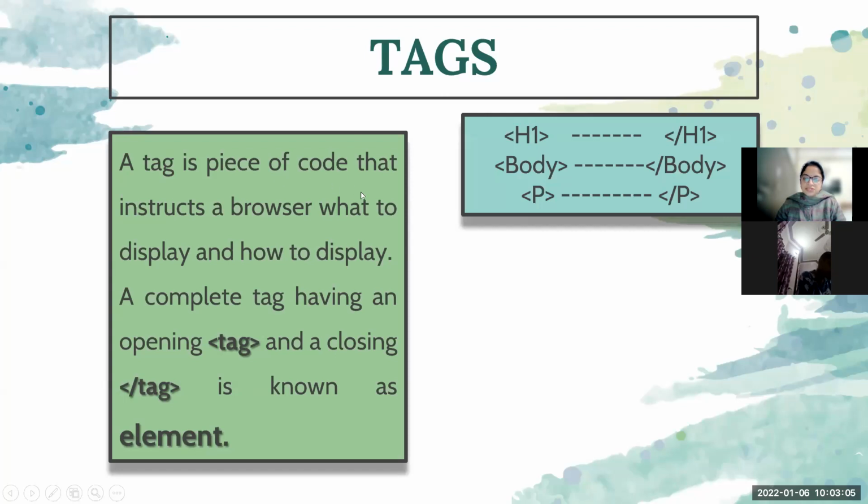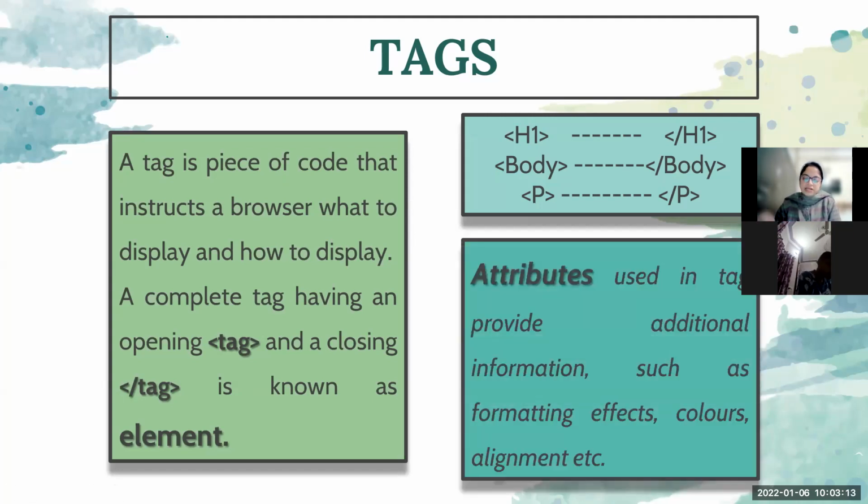So when we give instructions, a tag is a piece of code or instruction that is given to the browser: what to display and how to display. That is the instruction. What is a tag? A tag is an instruction. It is a piece of code, part of coding, that instructs a browser what to display and how to display. A complete tag having an opening tag and a closing tag is known as an element.